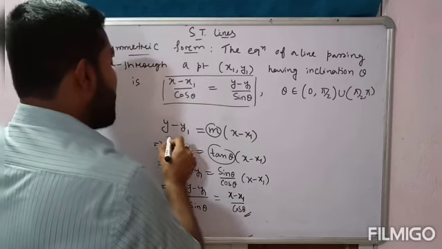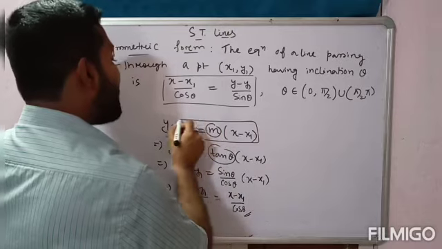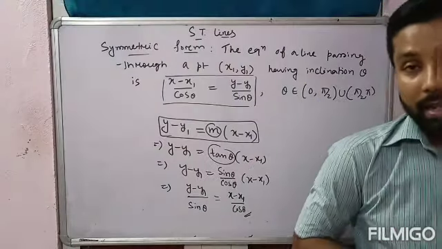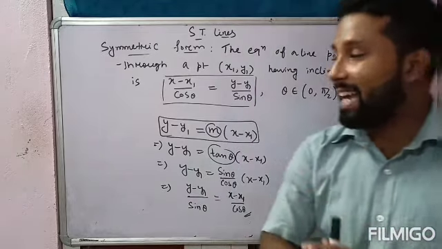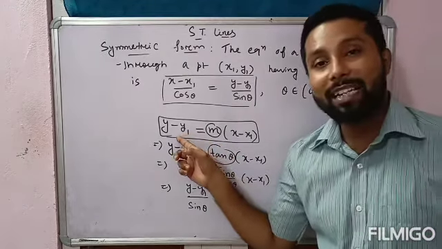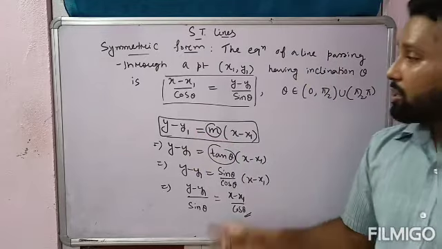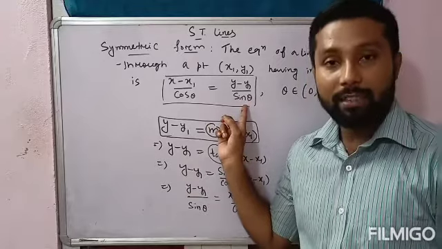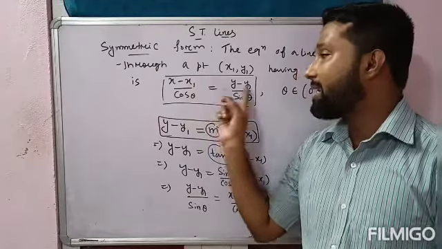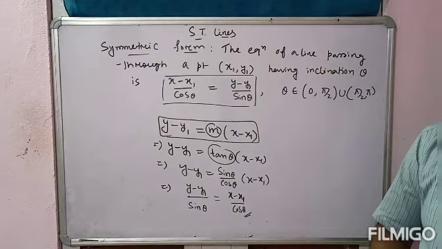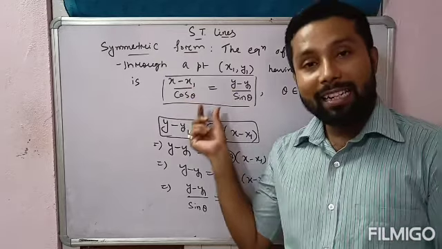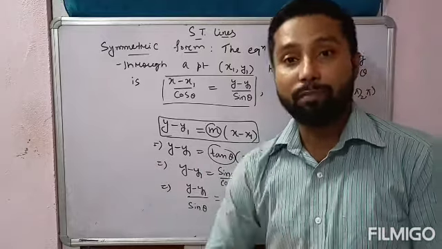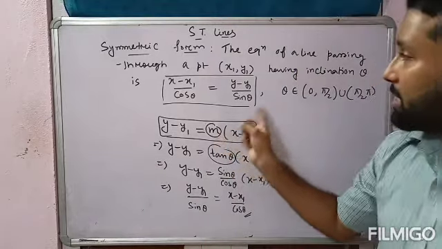So the symmetric form of a straight line can be derived from the equation of a line in point slope form. तो symmetric form में क्या क्या जानना जरूरी है? Angle theta, that is called inclination, and the point x1, y1. So if you know the point and theta, you can easily find out the equation of a line in symmetric form. So this is all about the symmetric form.